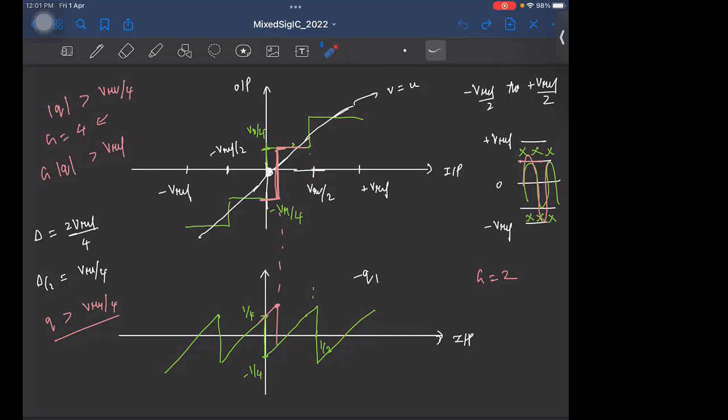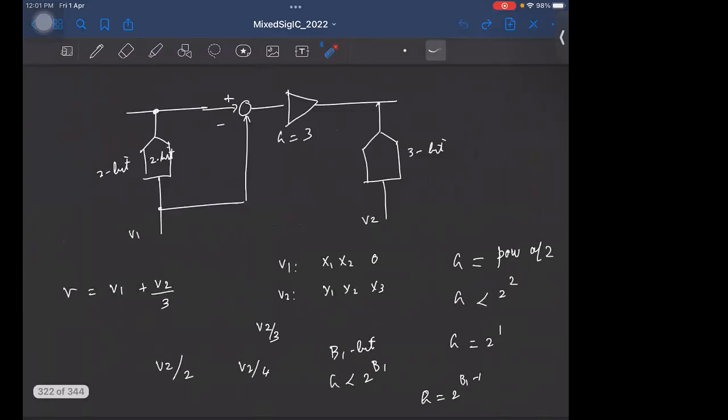So what was the solution to this problem? Right, so we reduce the gain. So we have one extra bit of redundancy that seemed to solve this issue.